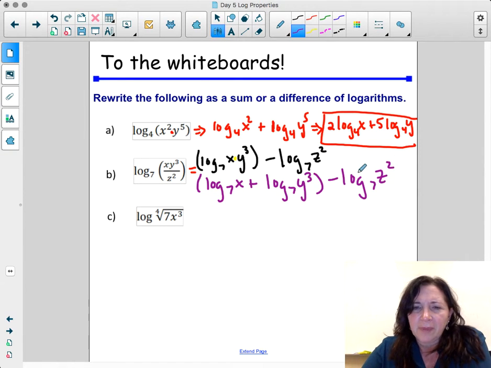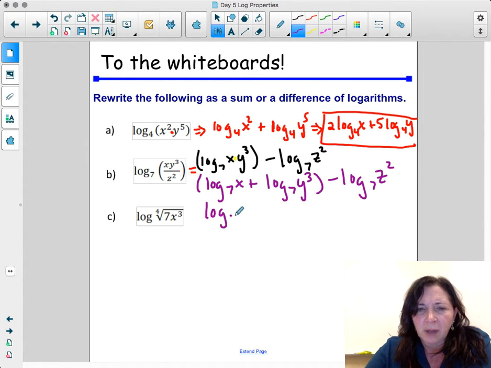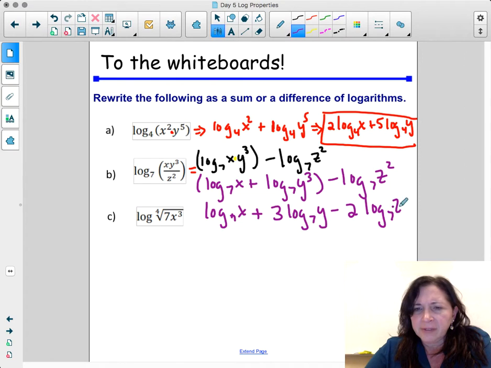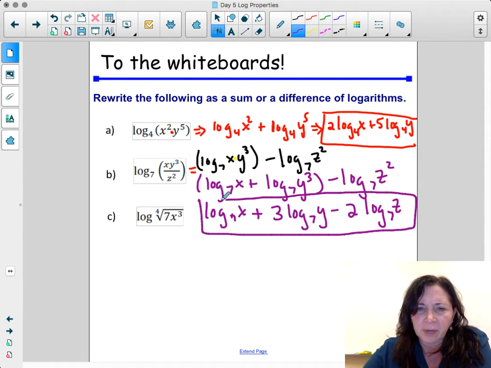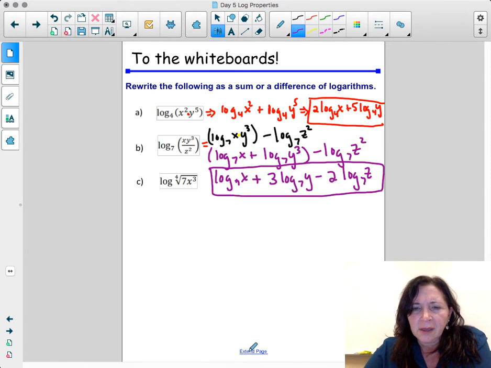Now, this one we can't touch, but this one has a power rule. We're going to use the power rule to get that 3 out of the exponential power, and this one also. So we end up getting log base 7 of x plus 3 log base 7 of y minus 2 log base 7 of z. And because all of those are different, this would be our final answer right here.